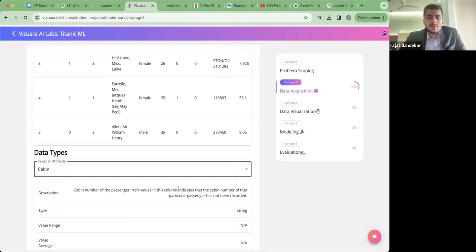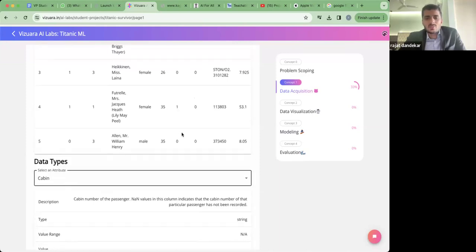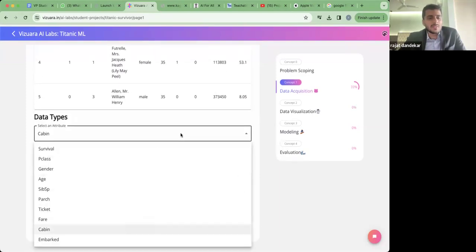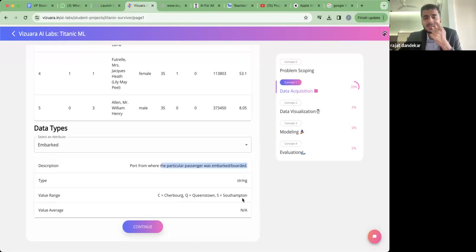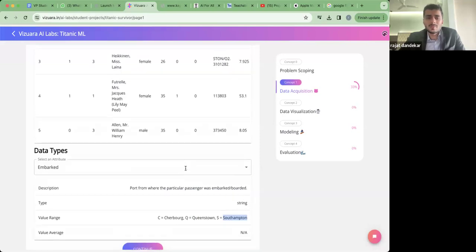Then cabin number of the passenger. This is also just a string value. The cabin where the passenger is currently staying. Embarked is the port from where the passenger has embarked. So I assume that the Titanic had collected the passengers from 3 different stops: Cherbourg, Queenstown, and Southampton. All of these stops are in England. So many of you might have heard of Queenstown or Southampton. So there are 3 ports from which the passengers had embarked on this ship.